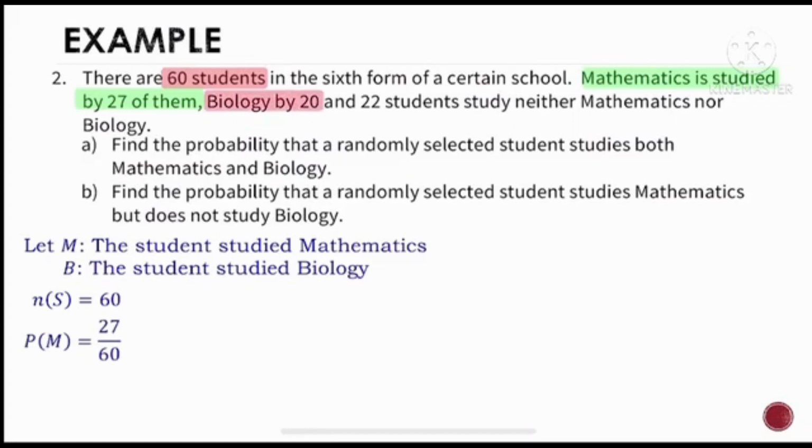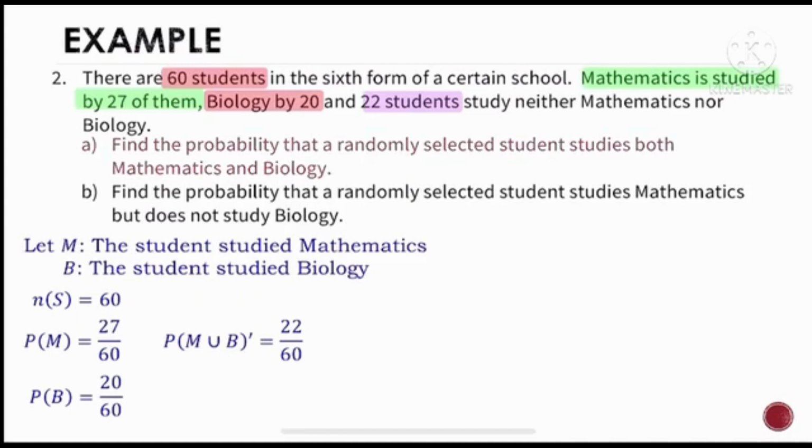Biology by 20, that means 20 students studied biology. So, the probability is 20 divided by 60. 22 students study neither mathematics nor biology. This means that they did not study either mathematics or biology. So, it is P((M ∪ B)'), and the probability is equal to 22 over 60.